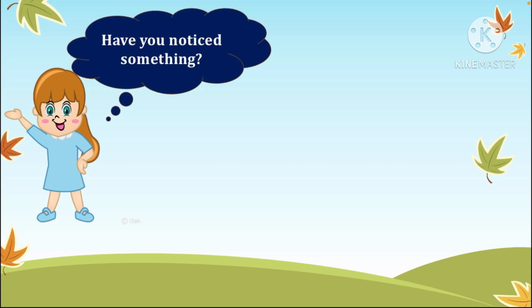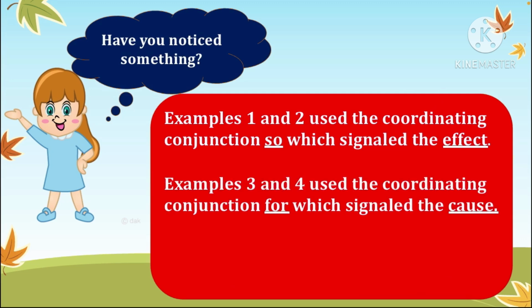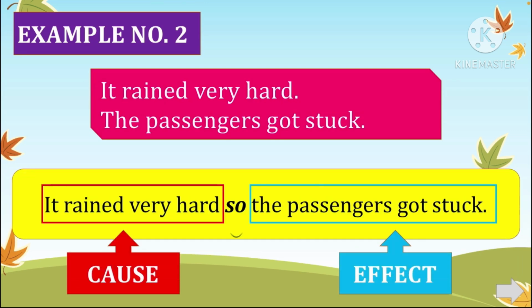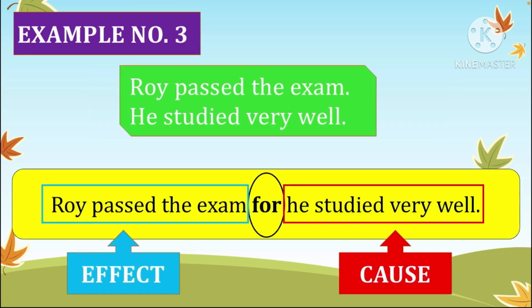Have you noticed something? Examples 1 and 2 use the coordinating conjunction so, which signaled the effect, while examples 3 and 4 use the coordinating conjunction for, which signaled the cause. So is followed by the effect, while for is followed by the cause.